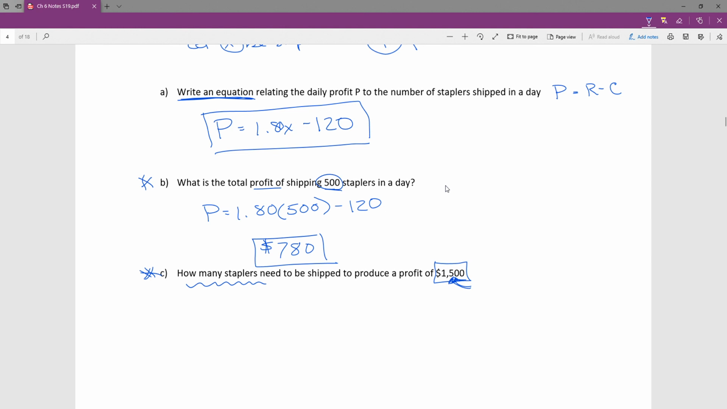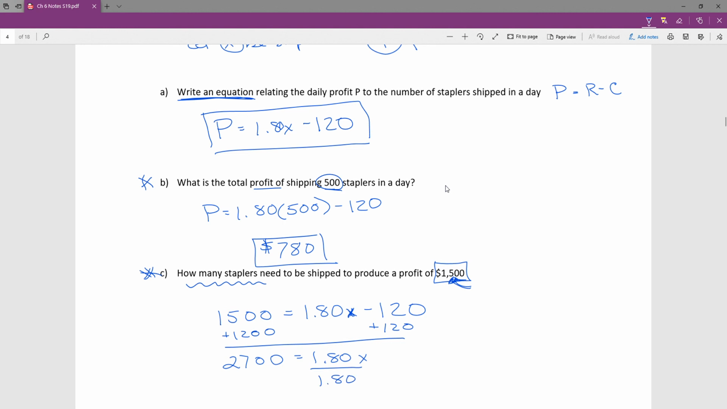So in this one, 1,500 would be your profit, and that would equal 1.80 times that number of staplers. Remember, that's what you're looking for, and finishing out the equation. So we're solving this equation now for that other unknown variable. So I'd add 120 to both sides, and I'd get 2,700 equaling 1.80x.